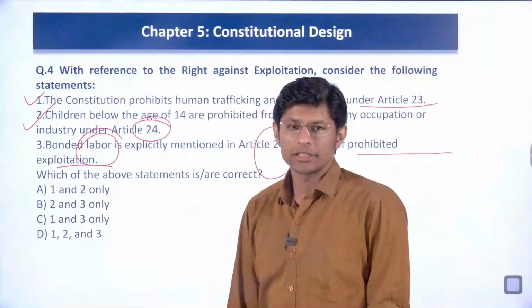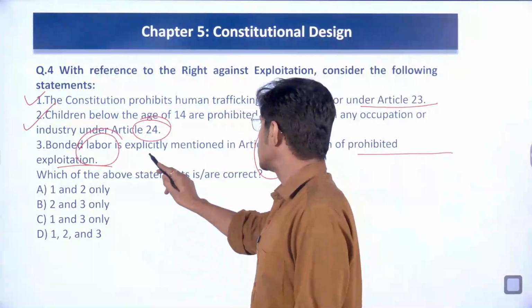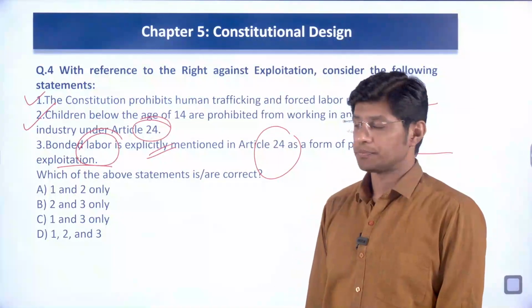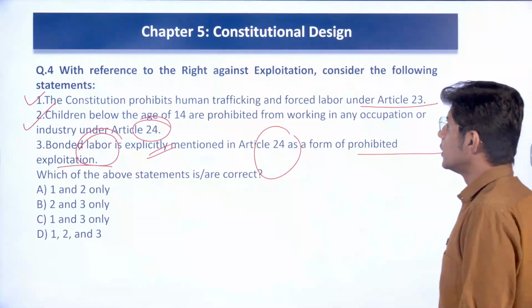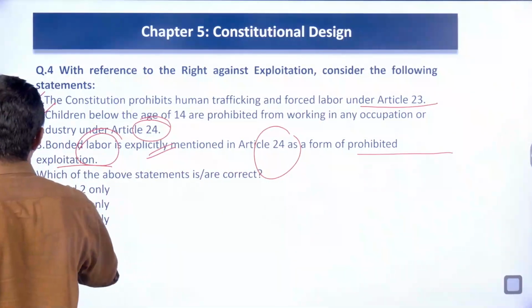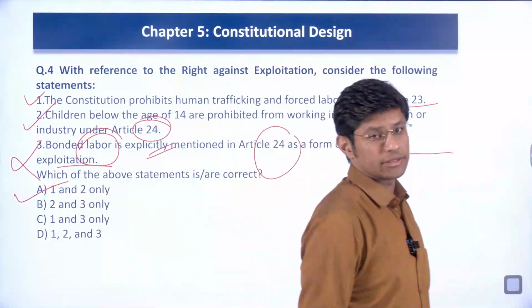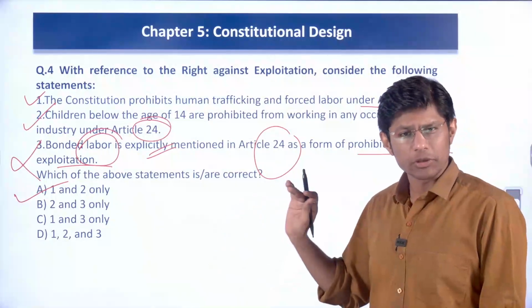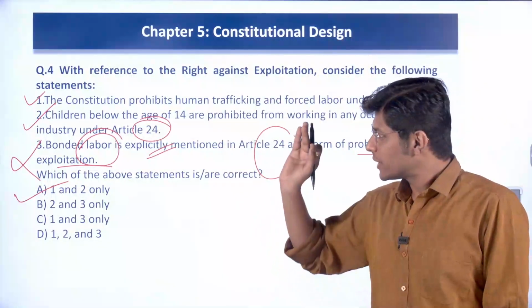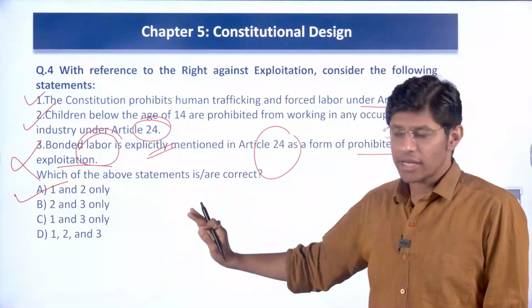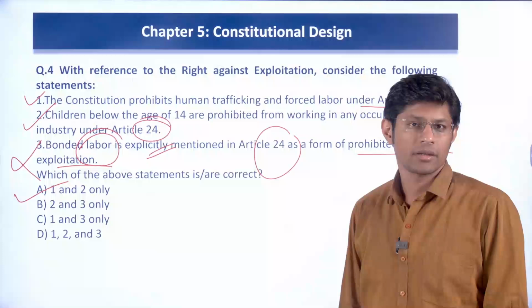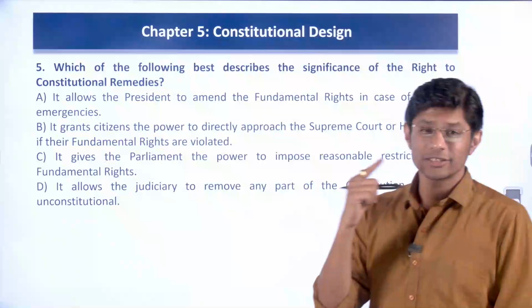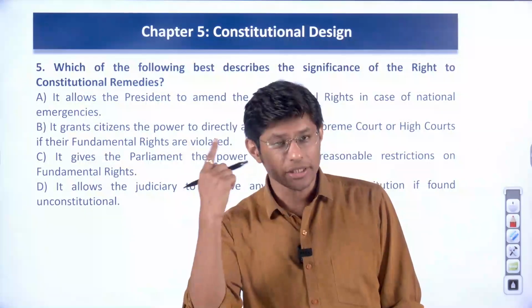Bonded labor. It is not explicitly mentioned in the Indian Constitution. It is not explicitly mentioned in Article 24. So, this statement is incorrect, which means option A is the correct answer for question number 4. I hope students were in a position to address this question. These questions are not that difficult. I have explained each and every point while discussing fundamental rights. I hope you are in a position to attempt these questions. If not, I request you to please go and rehear the chapters or rehear the concepts again.